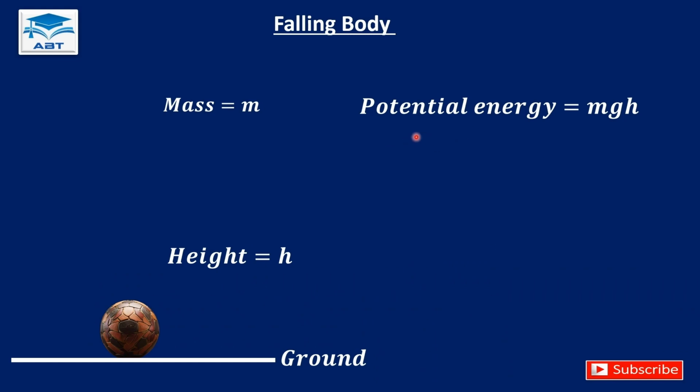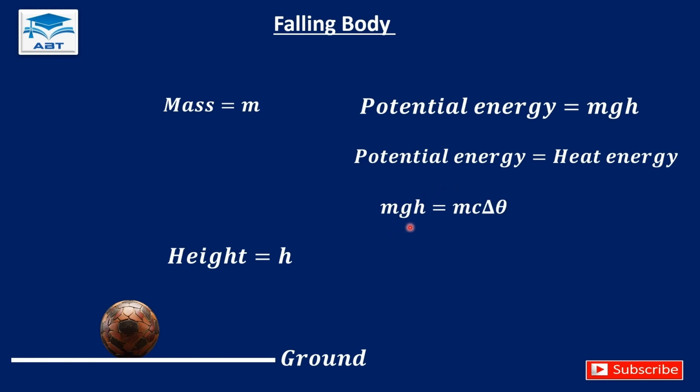Now, assuming all the potential energy is converted to only heat energy, then we have potential energy is equal to heat energy. Potential energy is mass times acceleration due to gravity times height, and heat energy is equal to mass times specific heat capacity times change in temperature. Here we can cancel the mass. So we have acceleration due to gravity times height is equal to specific heat capacity times temperature change. And so we can use this to solve some examples.